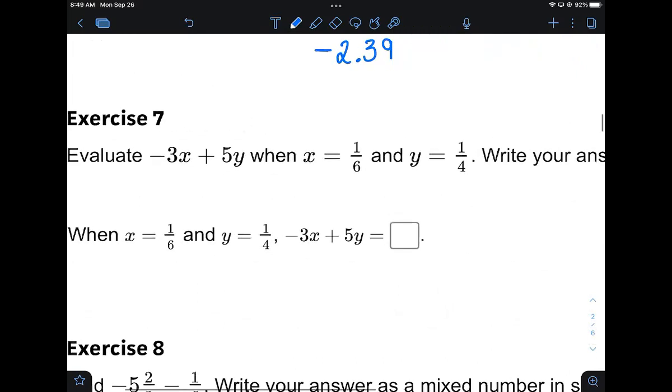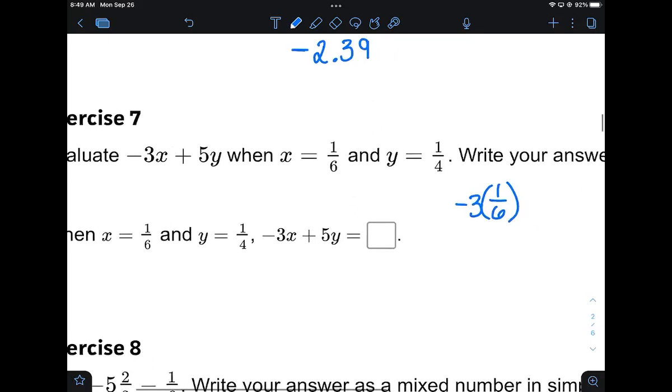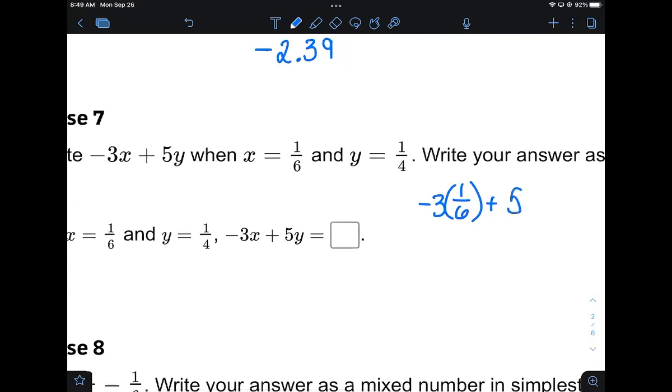And so the way that I can represent that is I can put the 1/6 in parentheses to show that it's not 3 and a 1/6. I'm actually multiplying. Or you can put a multiplication symbol if you want to. Plus 5 times y, and y is 1/4.